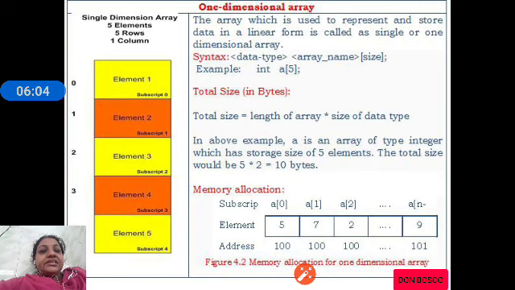As you can see in the example, a of 0, a of 1. A of 0 stores 5, a of 1 stores 7, a of 2 stores 2. Likewise, a of n minus 1. Array size is 5 in the example. So the last index will be 4 and the last index element stored is 9.